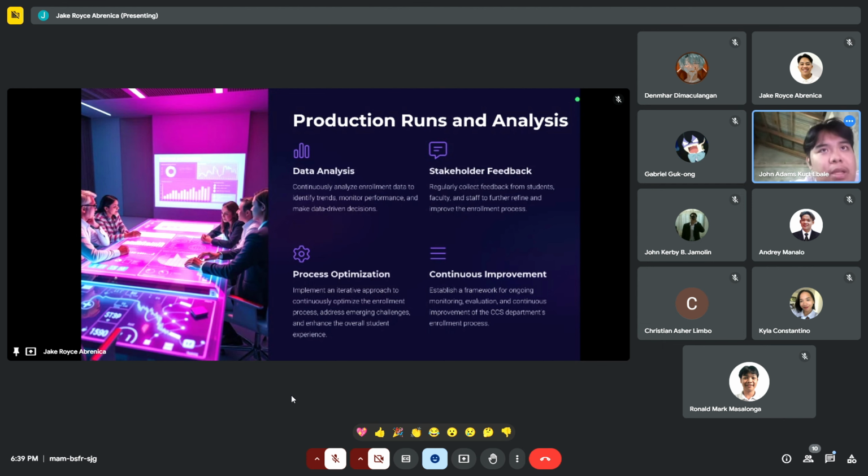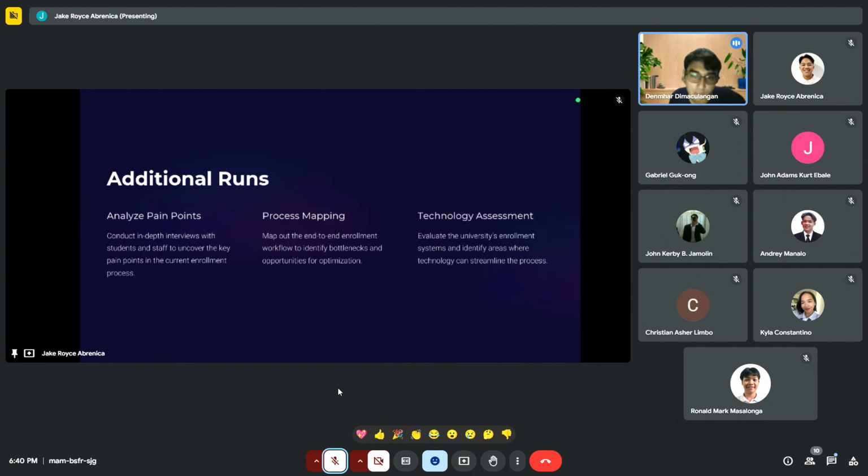Process optimization. Implement an iterative approach to continuously optimize the enrollment process, address emerging challenges, and enhance the overall student experience. Continuous improvement. Establish a framework for ongoing monitoring, evaluation, and continuous improvement of the CCS department's enrollment process. Now let's talk about the additional runs.